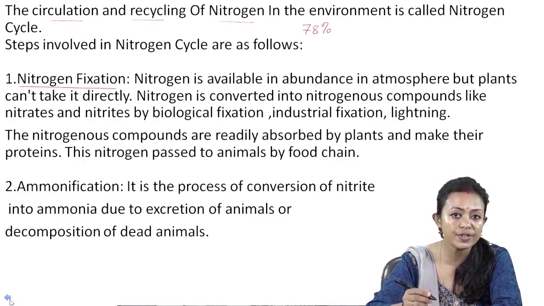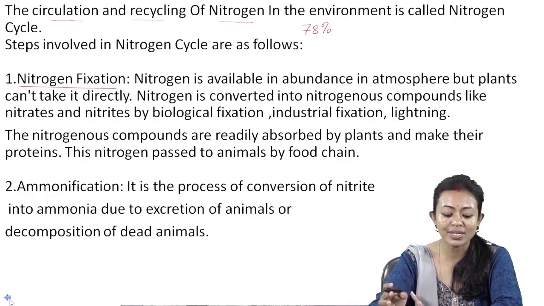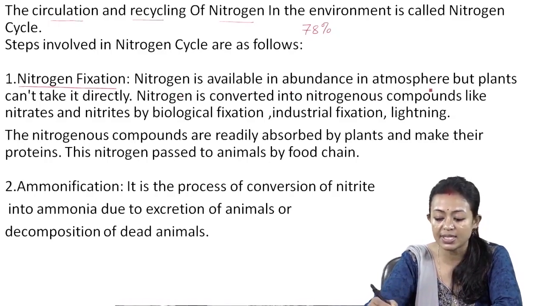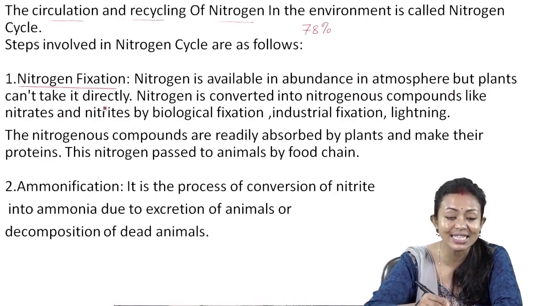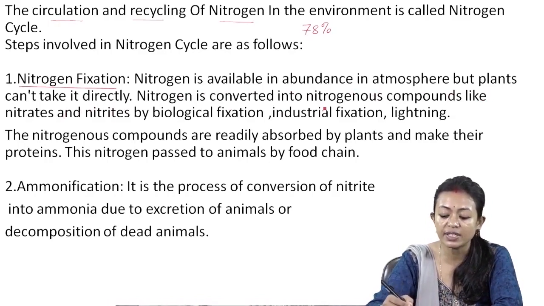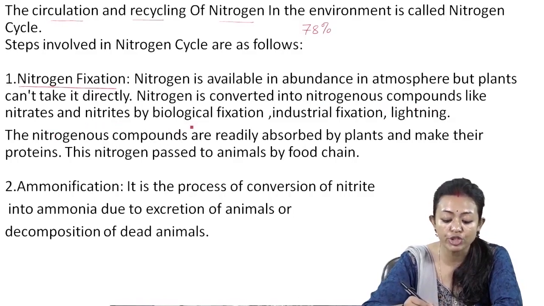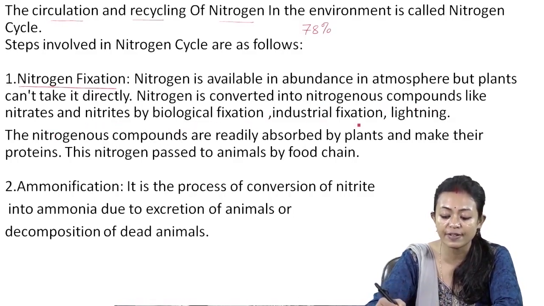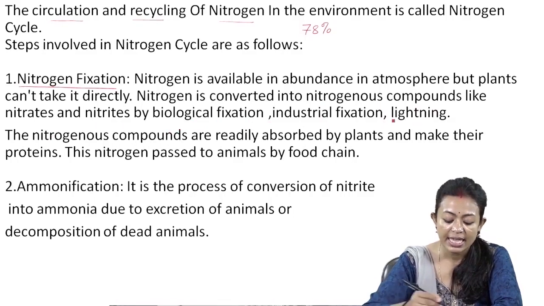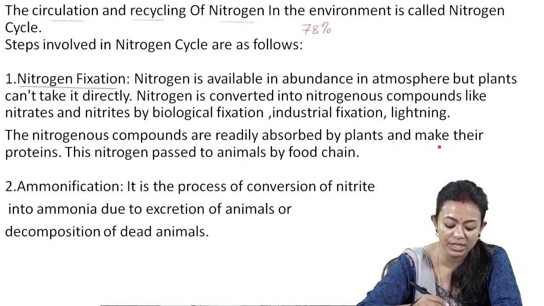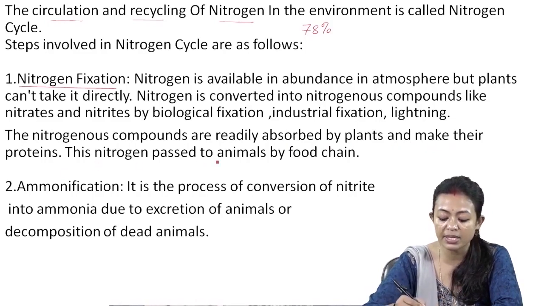Now what is nitrogen fixation? As I told you, nitrogen is present in abundance in the atmosphere. Nitrogen is available in abundance in the atmosphere, but plants can't take it directly. Nitrogen is converted into nitrogenous compounds like nitrates and nitrites by biological fixation, industrial fixation, and lightning. The nitrogenous compounds are readily absorbed by plants and make their proteins. This nitrogen then passes to animals by the food chain.